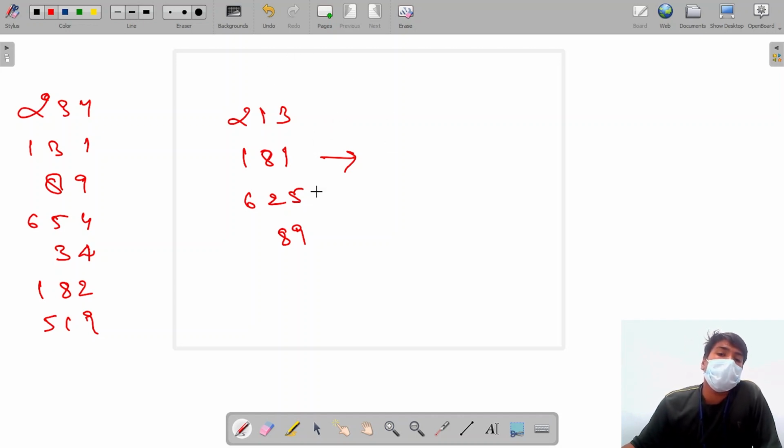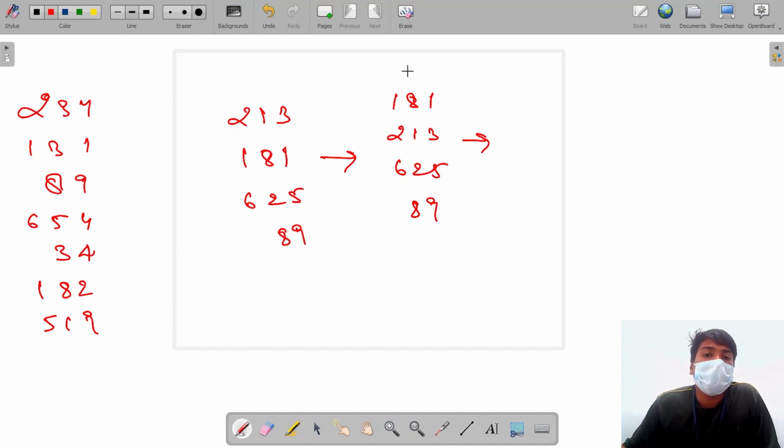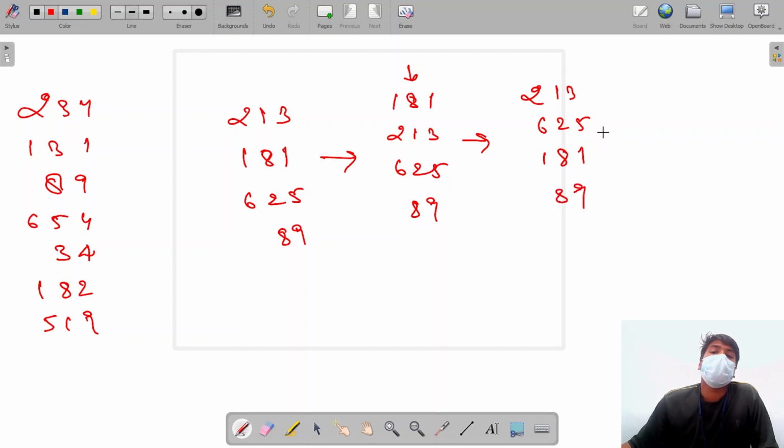So if we sort it on the basis of ones, then we'll get 181, okay, 213, 625, and then 89. So this will be the sorting order of ones. If I do sorting on the tens place, I'll see just the number in the tens place. Okay, so how will it be? It will be 213, okay, and 625, and 181, and then 89. Okay, it would be like this.